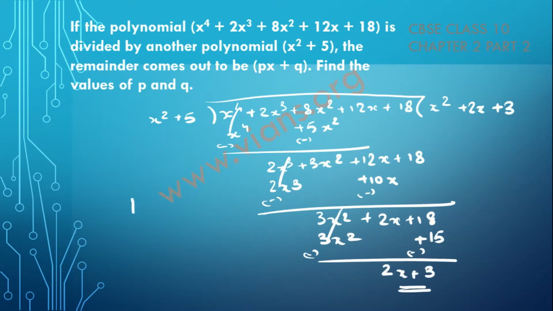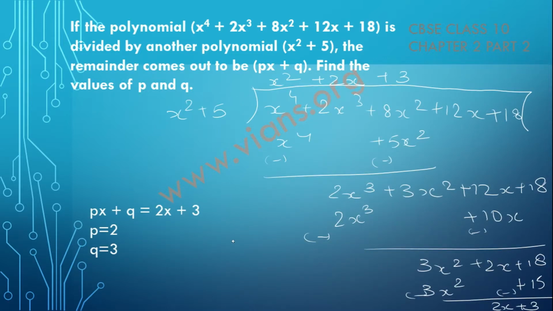So P is equal to 2, Q is equal to 3. That is what the solution is to this particular problem, because you're basically going to say that Px plus Q is equal to 2x plus 3, therefore your P is equal to 2 and Q is equal to 3. Alright. So now if you go ahead and see the next screen, that's what we've done. P is equal to 2, Q is equal to 3.